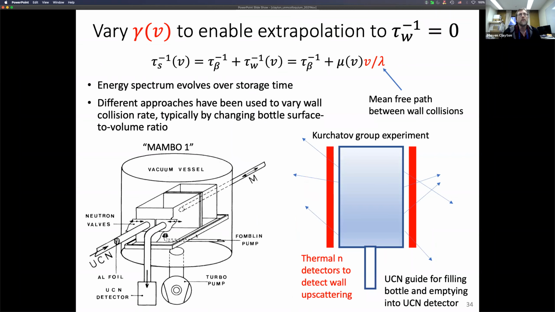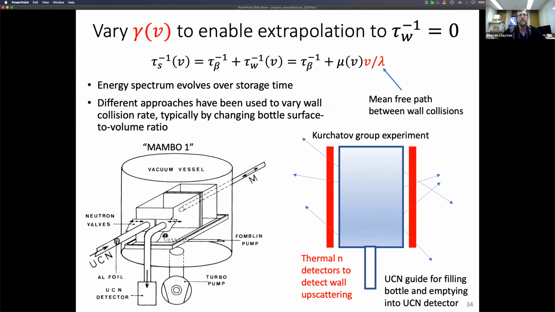And so how that's been dealt with in these material storage experiments is you vary that rate gamma, so you can extrapolate to zero wall collision rate and therefore zero wall collision loss. That's kind of shown in this equation here. So there are complications like how the energy spectrum evolves over time. You have to consider that either by design of your experiment or with a Monte Carlo or probably some combination.